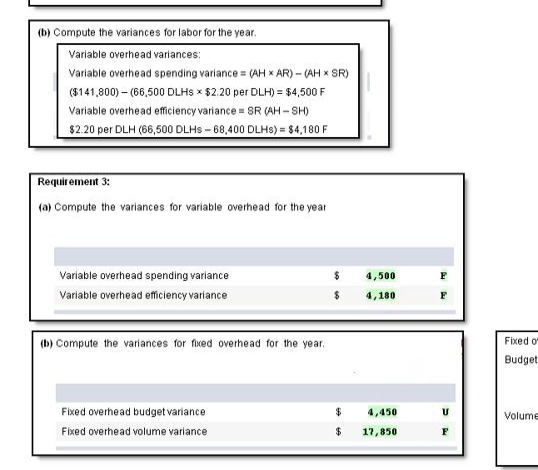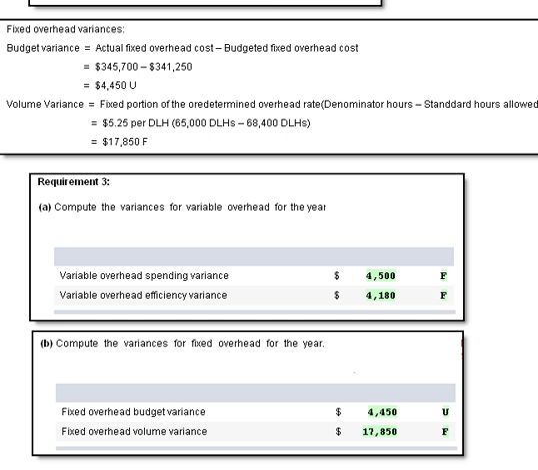Then we need to compute the variance for fixed overhead. I'm just going to put this right on top, and we'll take a look at that. Okay, so fixed overhead variance, the budget variance is the actual fixed overhead cost minus the budgeted fixed overhead cost. They gave us actual fixed overhead at $345,700. The budgeted fixed overhead cost was $341,250, so we've got an unfavorable variance of $4,450.